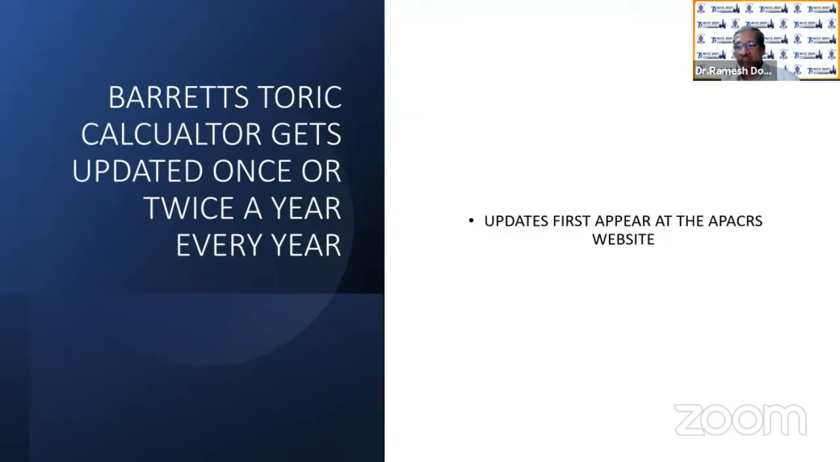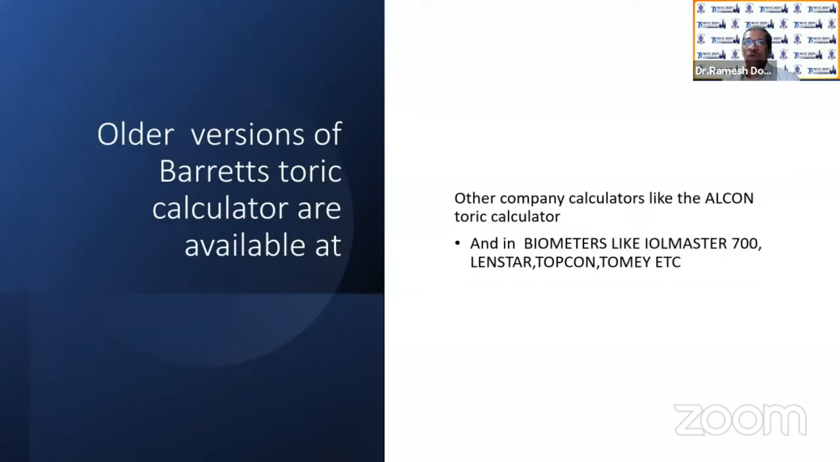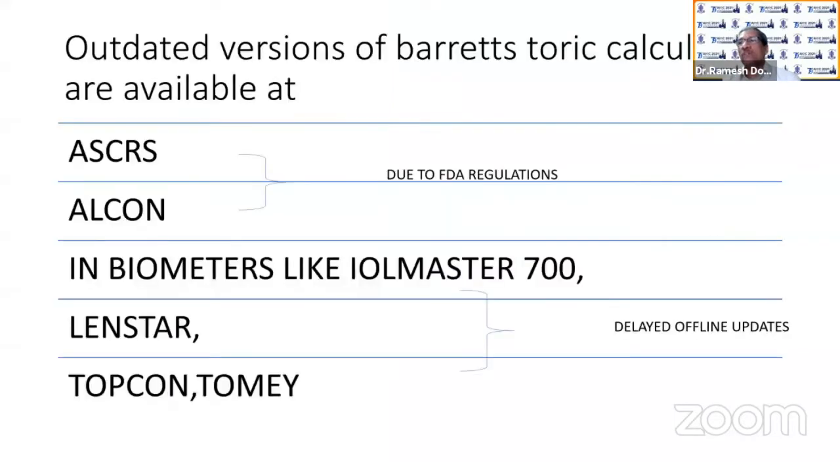Now, there are various versions of the Barrett's Toric calculator, and they are updated once or twice a year, and the updates first appear in the APACRS website. The older versions are found in company calculators like the Alcon Toric calculator, in the IOL Master 700 that some of us have, or the Lenstar that we have. So we have the older versions because of delayed offline updates. We don't update our offline calculators. And also in the online calculators for like the Alcon, FDA regulations make it difficult for them to make changes in their site once or twice a year.